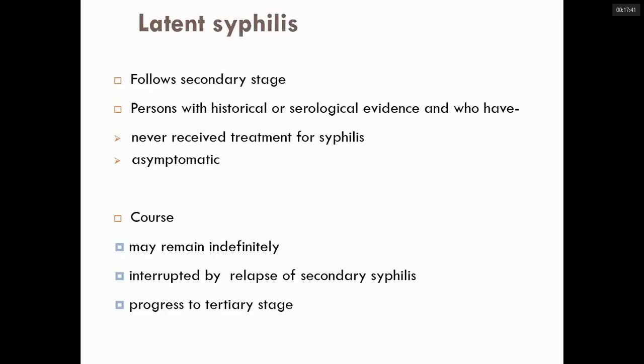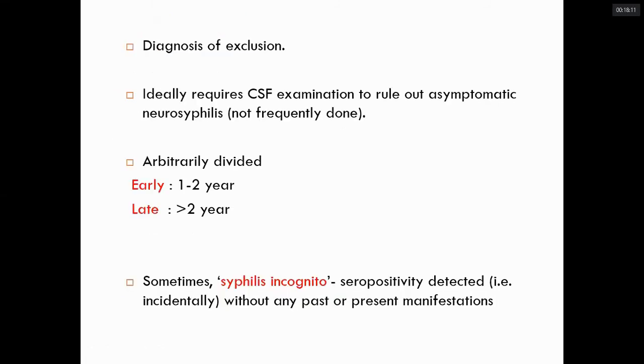Now, latent syphilis follows the secondary stage, and this stage of syphilis is asymptomatic. The person has serological evidence of syphilis but is asymptomatic and has never received treatment for syphilis. The patient may remain in the latent stage indefinitely, or it may be interrupted by relapses of secondary syphilis, or may progress to the tertiary stage. It is a diagnosis of exclusion and ideally requires CSF examination to rule out neurosyphilis.